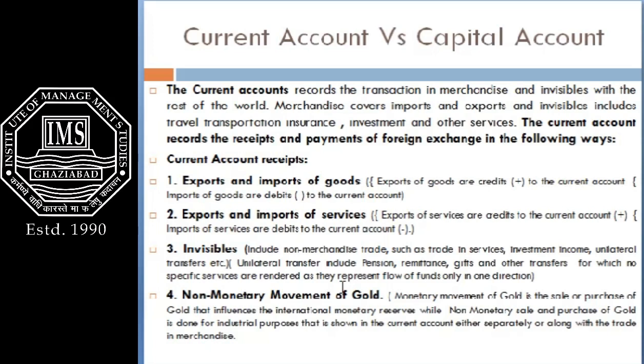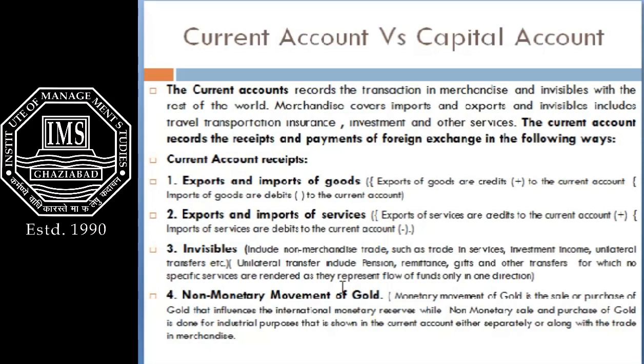So current account receipts include export and import of goods. If we are exporting some goods to another economy, we will receive the payments, which comes under the credit side. If we are importing some goods, we have to pay some amount, which will come under the debit side. Similarly, export and import of services, invisibles, and non-monetary movement of gold.